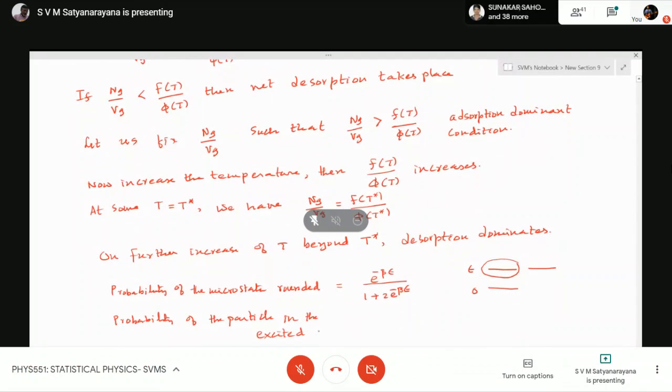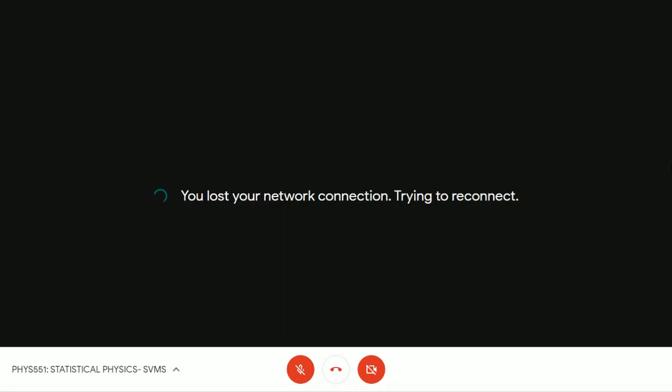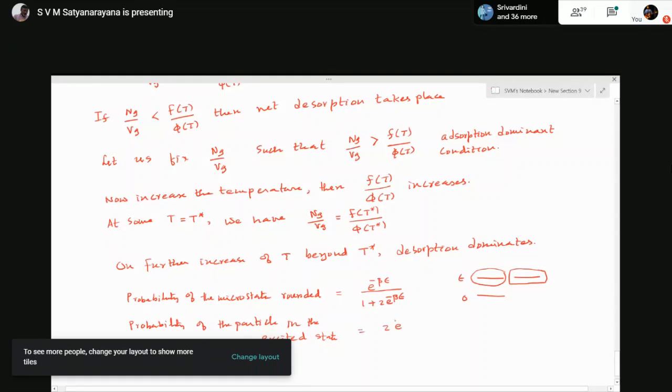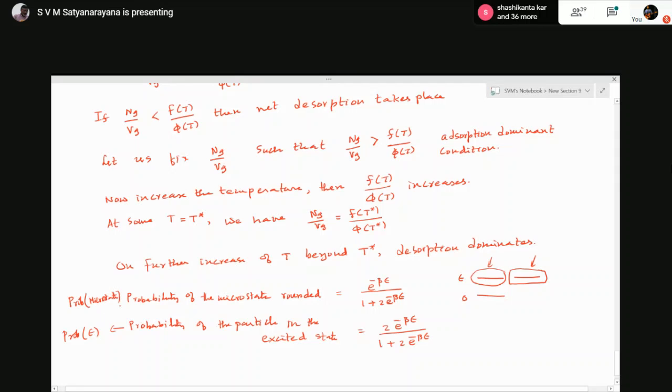Now if I want the probability of the particle being in the excited state, that means the excited state involves this one as well as this one, right? So in that case, I have to write down the probability as 2 into e to the minus beta epsilon by 1 plus 2 into e to the minus beta epsilon. Basically, probability of this one plus probability of this one. So this one corresponds to the probability of the energy being epsilon. This is the probability of a microstate. So that is the difference between these two.